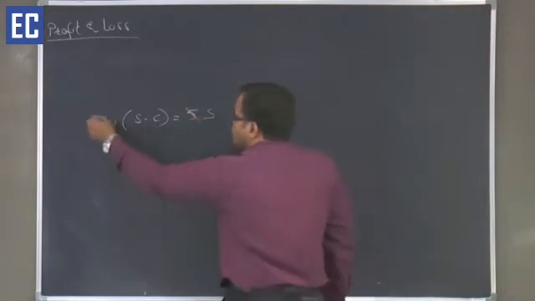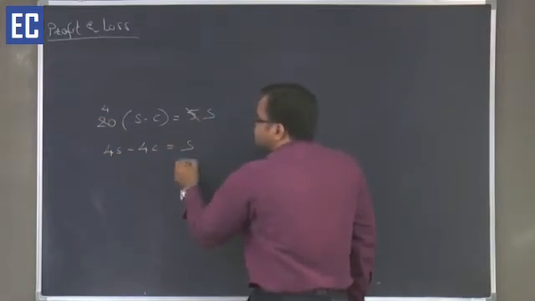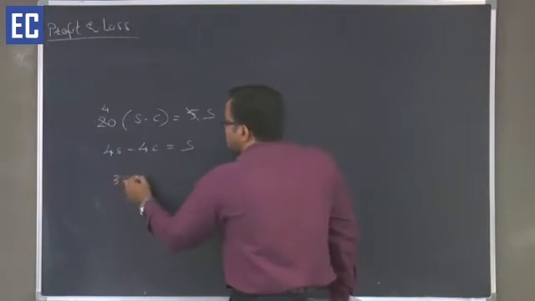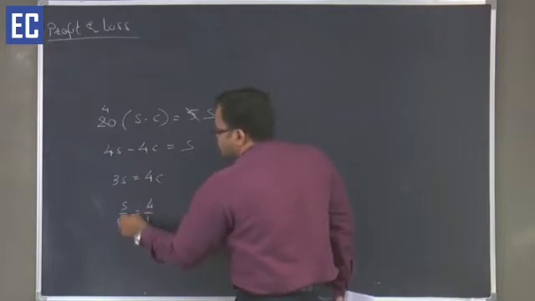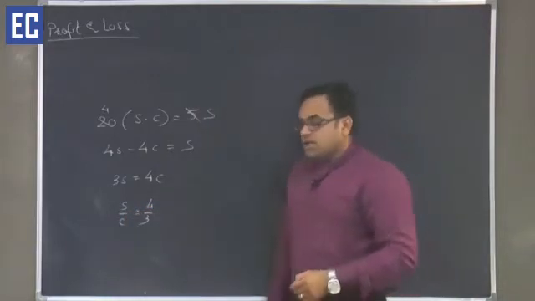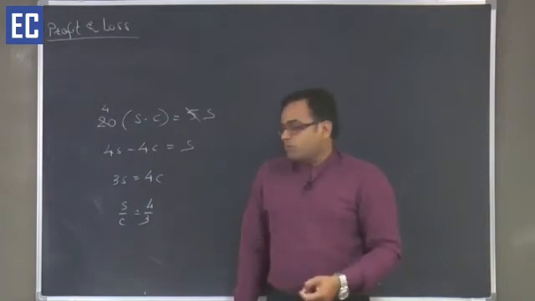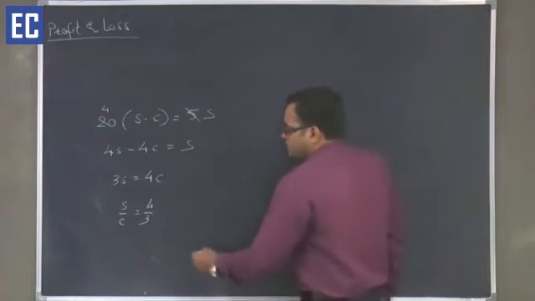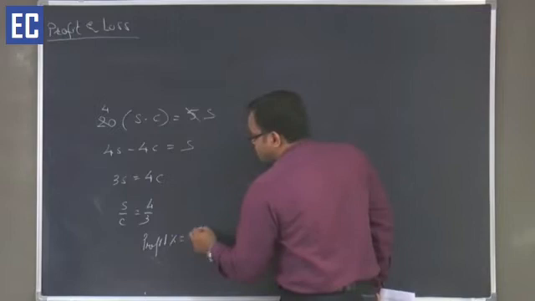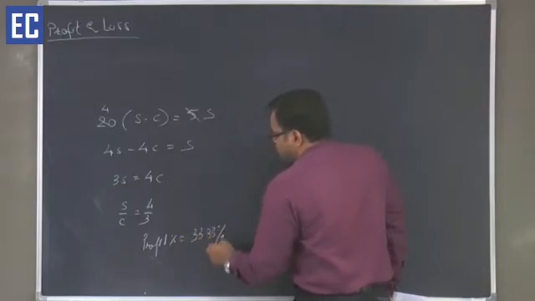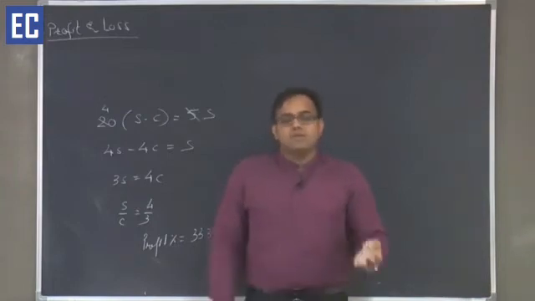So 5 4s are 20. From here 4S minus 4C is equal to S. That gives me 3S is equal to 4C. That means that S upon C is equal to 4 by 3, which means that I can take S as 4, take C as 3. Profit percentage 4 minus 3 is 1, 1 upon 3, 1 upon 3 into 100, 33%. So profit percentage is equal to 33.33%. The question, this pattern, it can have multiple variations.